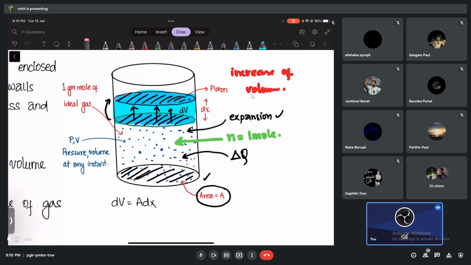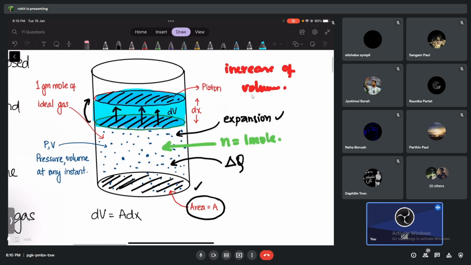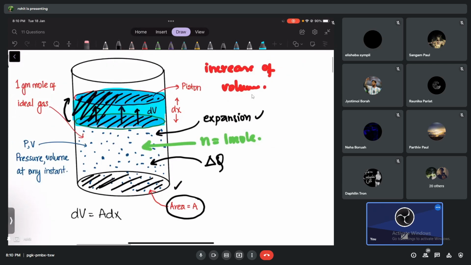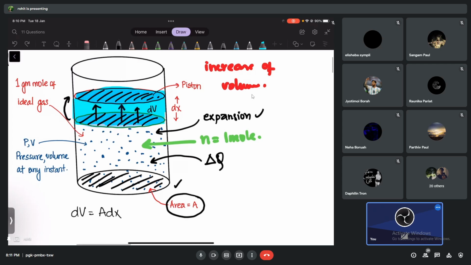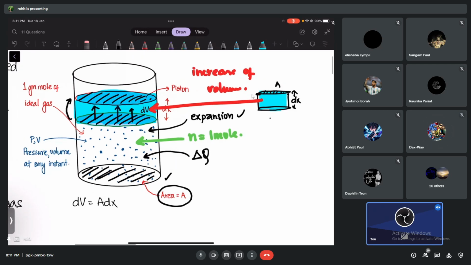Let me show you how much is the increase of volume right now. This space here can be treated like a cylinder whose area is A, obviously, and whose height is dx. So what is the volume, guys, of this portion here? Sir, A dx. A dx, you take the area and multiply with dx. So guys, does it represent the total volume of the gas, or does this represent the increase of volume of the gas? Increase in volume. So I am going to call it dV.